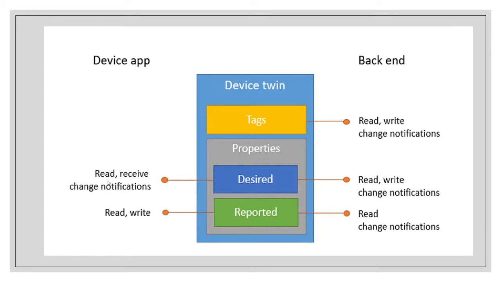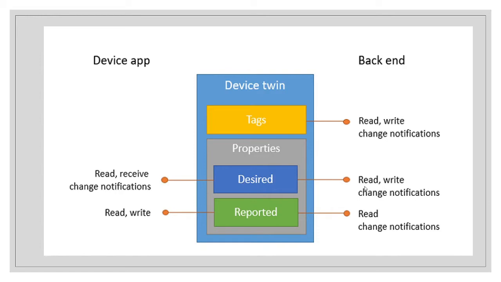And on the device level you will only be able to receive the notification and read the properties. You will not be able to write. And coming to the reported properties, you will be able to read and write at the device level, but you will only be able to see the change notification and read on the IoT hub level.